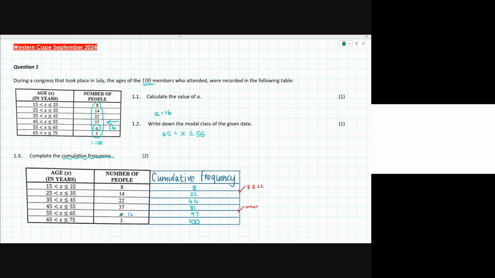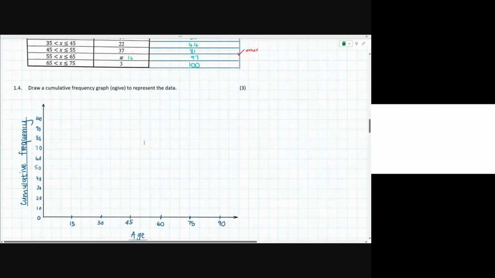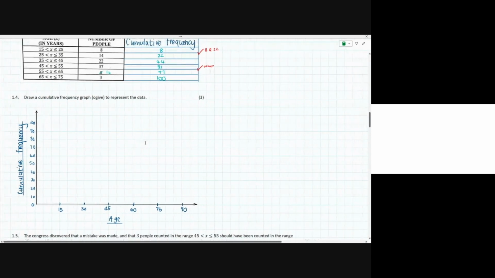Right, so nice and straightforward. 4 easy marks straight off the bat. Question 1 was sorted. Now we get into needing to draw our cumulative frequency graph. So I am going to do this with you just so that we all understand how to draw one. Like I say, it's really not hard to draw one, but we do need to understand how to do so.